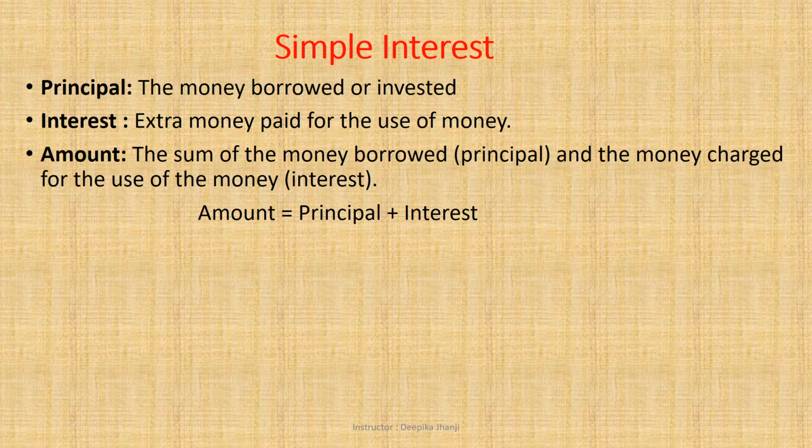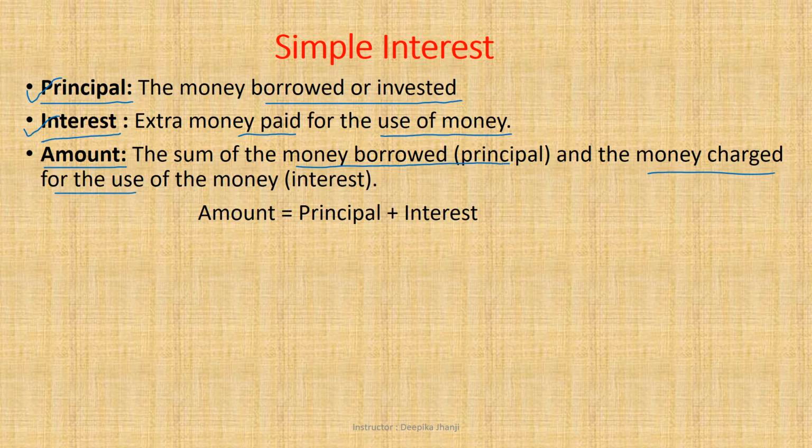The money borrowed or invested is called the principal, and the extra money we pay back for the use of money is called interest. Whenever we pay back, we pay the original money we borrowed as well as the interest. So the final amount is the money borrowed and the money charged for the use of money, right? So the final amount will be principal plus interest.